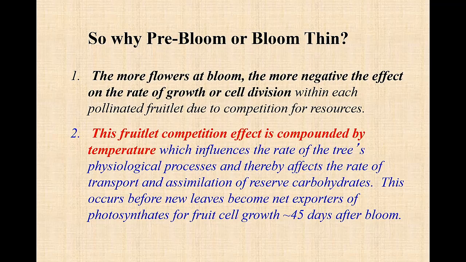And the fruitlet competition is also affected by temperature. During the first 30 days after bloom, temperature can really accelerate cell division, so they use reserves up quicker. And if you still don't have that crop load regulated at that time by flower thinning, it's just lost. You're losing cell size, division and numbers. So when you do finally thin the fruitlets, you can't make that up with water and fertilization.